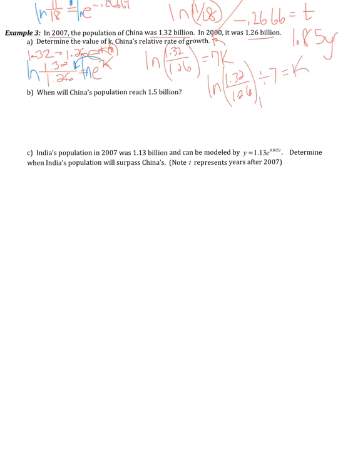So my k value is 0.0066. And so we'll use that in the formula f of x equals 1.26 e to the 0.0066t power. You may also say, if you multiply that by 100, the relative growth rate is 0.66% per year. Now that I have that equation, why don't you see if you can do part B and part C? Pause the video, see what you can do.